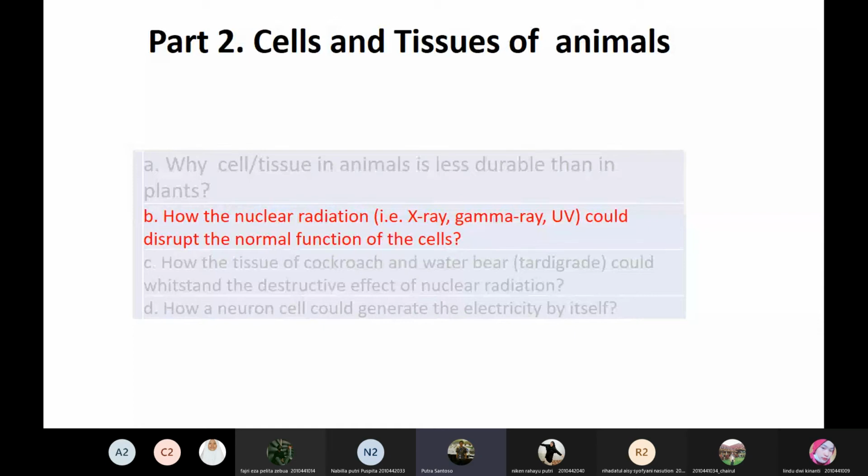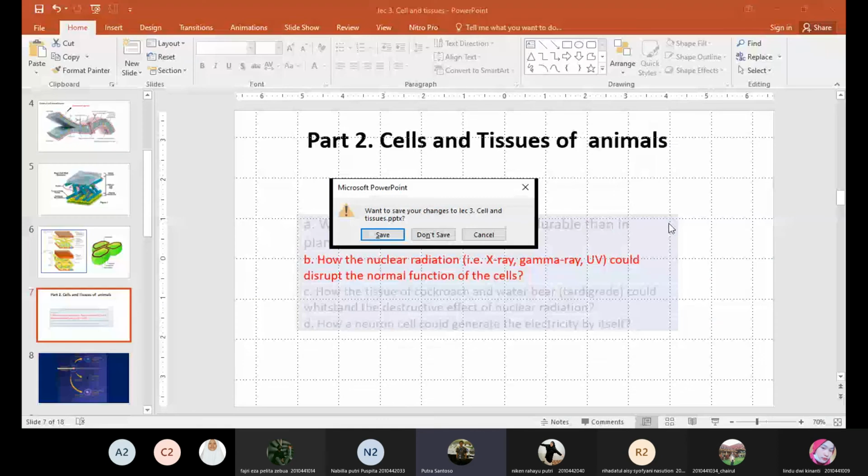And the last question is how the neuron cells could generate electricity, because the neurons have very particular ion channels that will mediate the mobility of the ions inside to outside the cells or in reverse, atau sebaliknya, and therefore it will generate the electrochemical gradients and then produce the electricity. Jadi the key is about the ion channels. Okay, so I will stop this one.